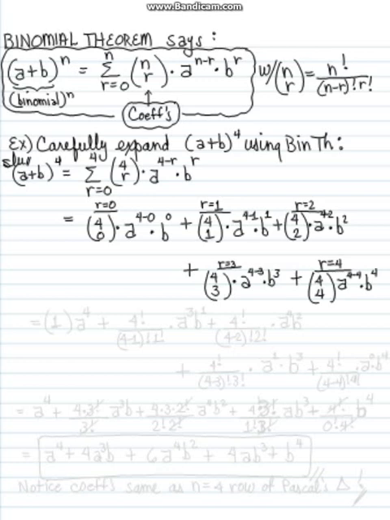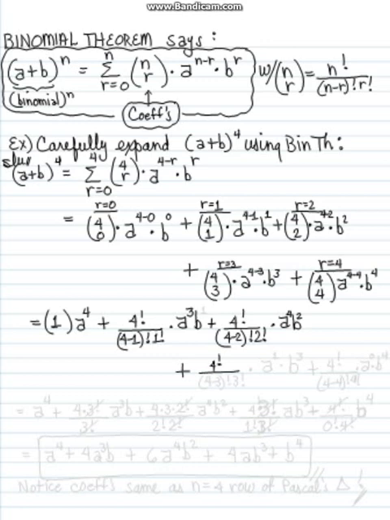Let's simplify this. 4 choose 0 is equal to 1, so the first coefficient is 1 times a to the 4th times b to the 0. That's why you don't see it. It's equal to 1. Then for 4 choose 1, we have 4 factorial over 4 minus 1 factorial times 1 factorial times a to the 3rd times b to the 1st. For the third term, we get 4 factorial over 4 minus 2 factorial times 2 factorial. See, we're just using the formula for 4 choose 2 on that one.